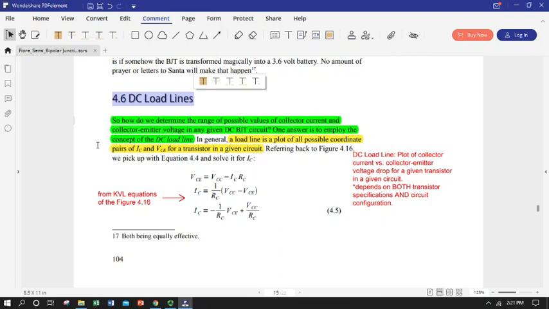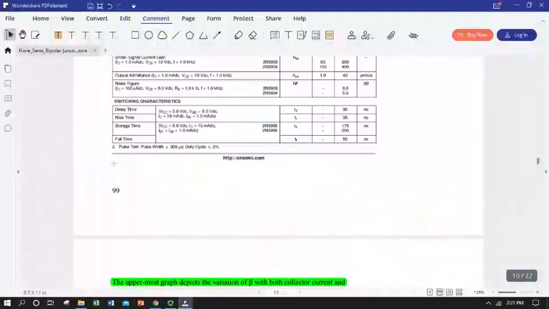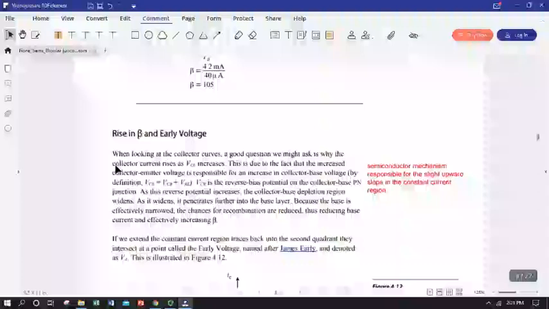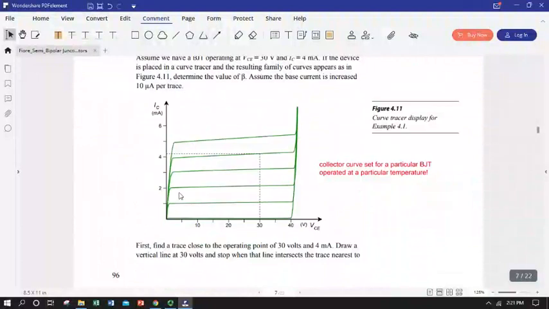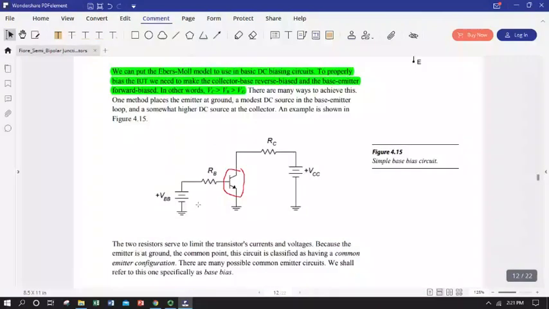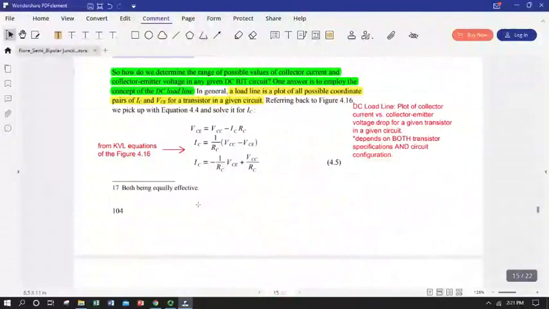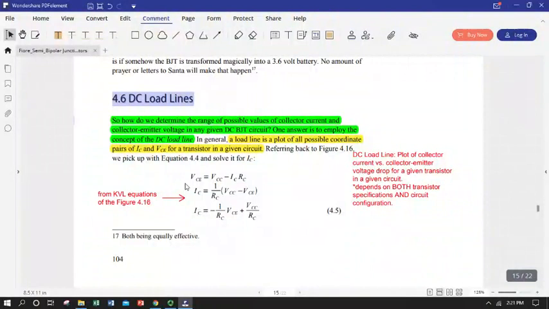But unlike the ones that we defined earlier, and I'll just scroll right back to them, our sets of characteristic curves here, when we first defined transistor collector current versus collector emitter voltage drop, when we just kind of defined how a transistor works, these are specific to the device. We can also plot collector current versus collector emitter voltage drop for the whole circuit, and that's what a DC load line is.